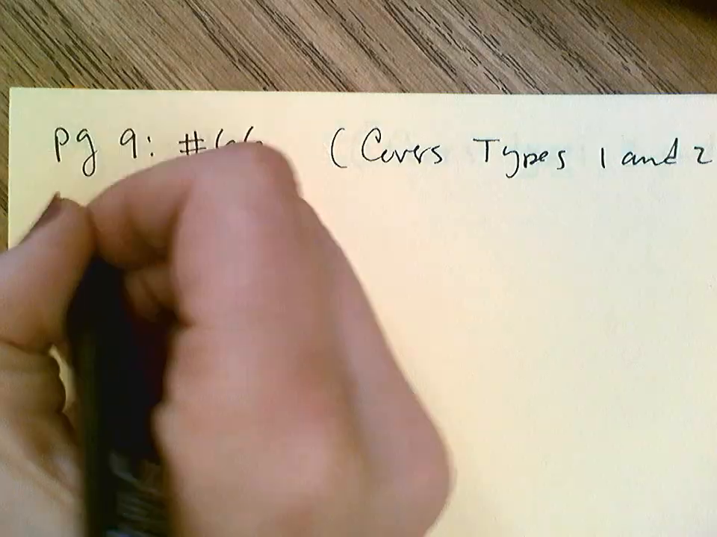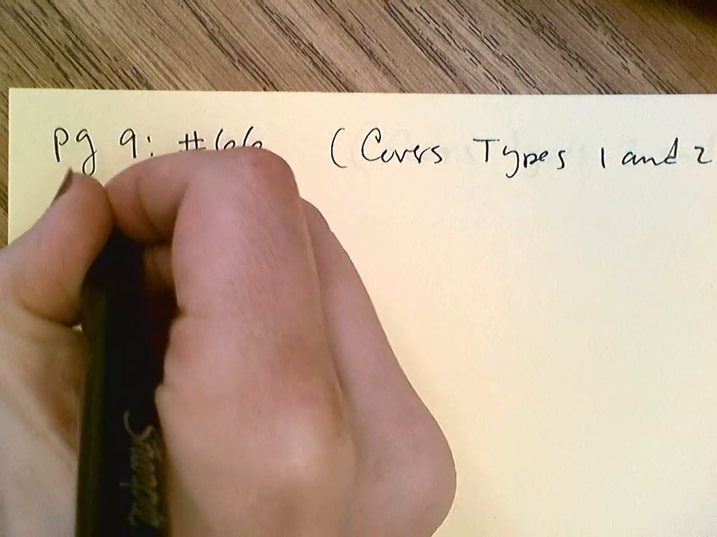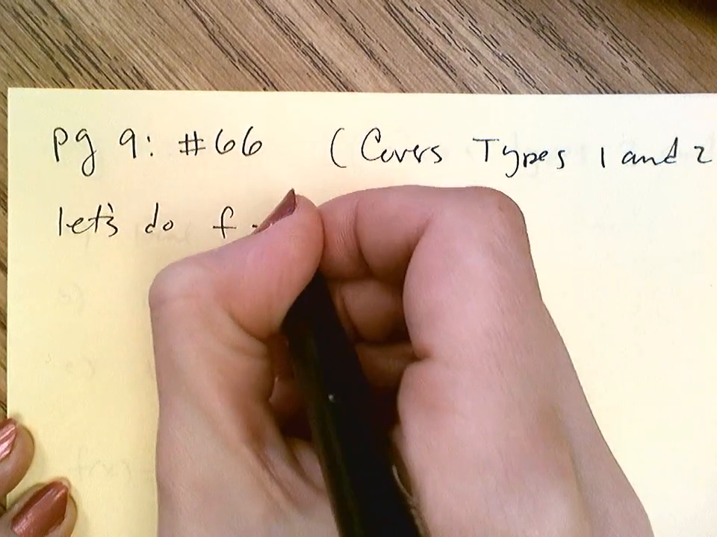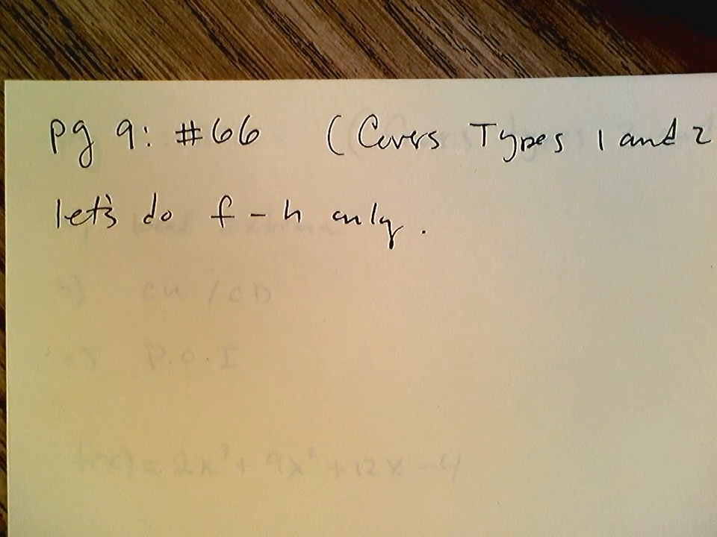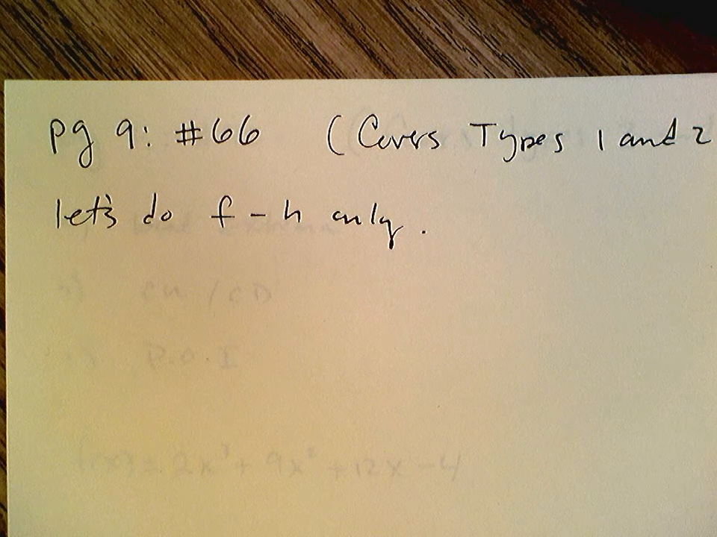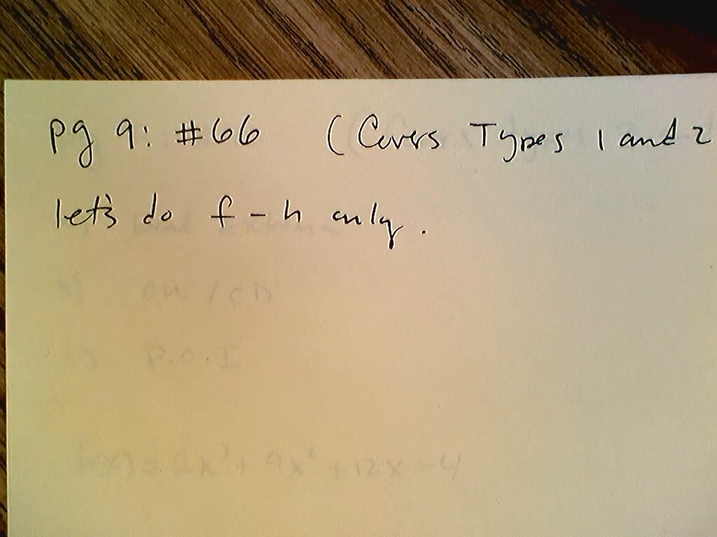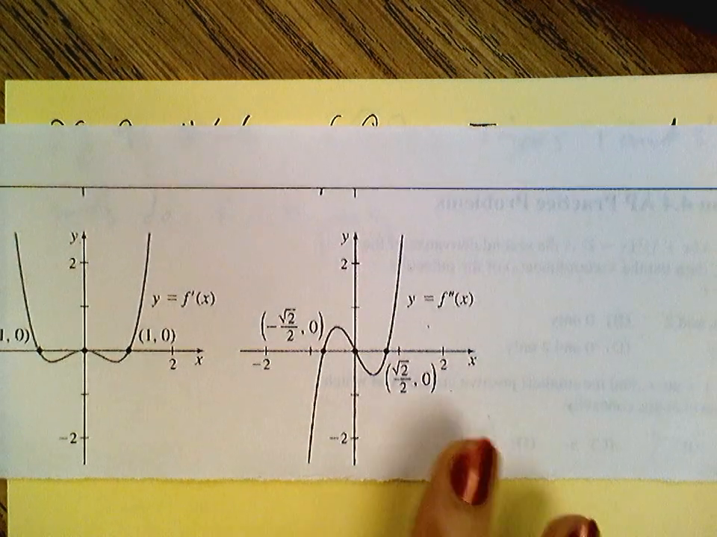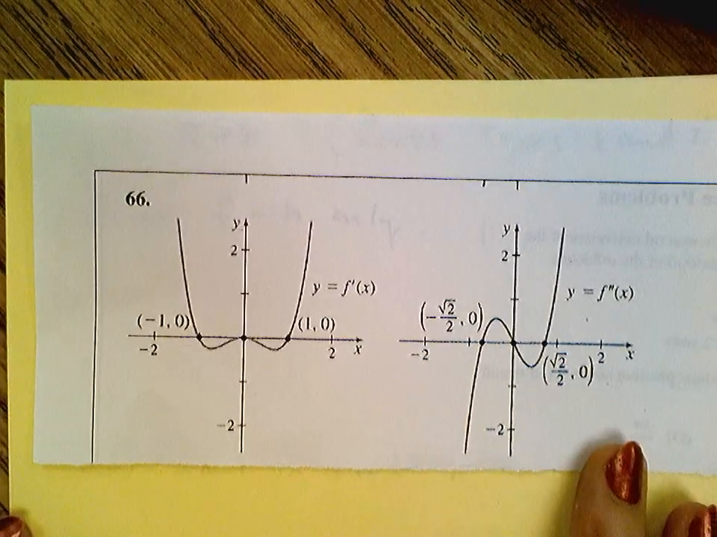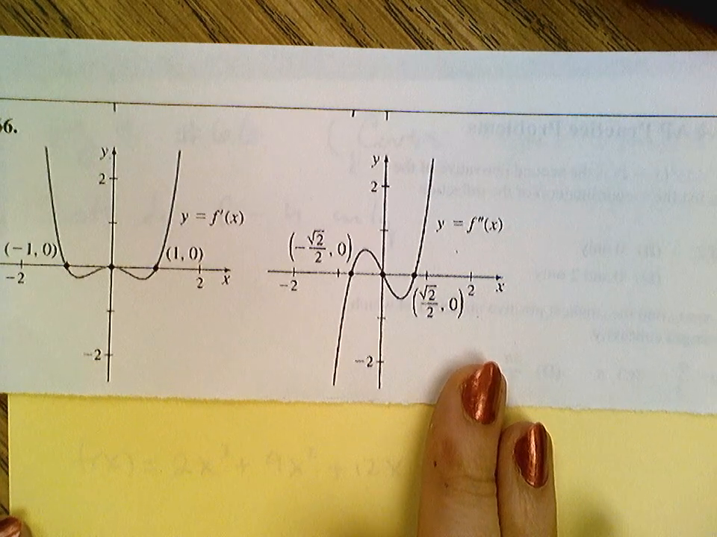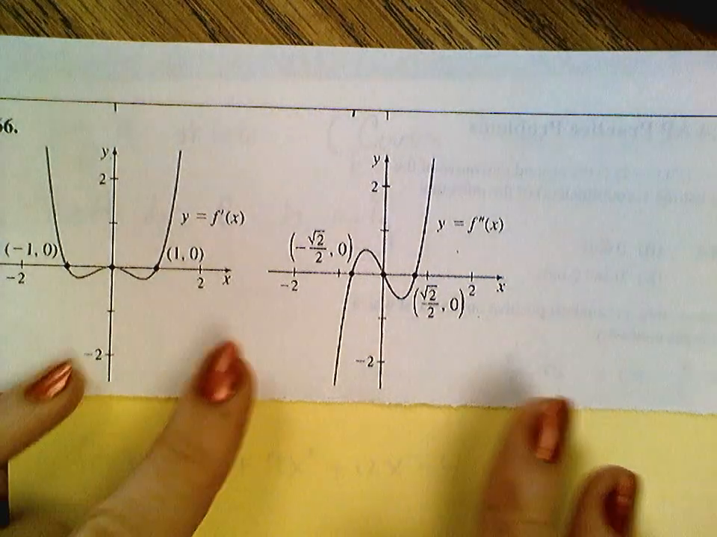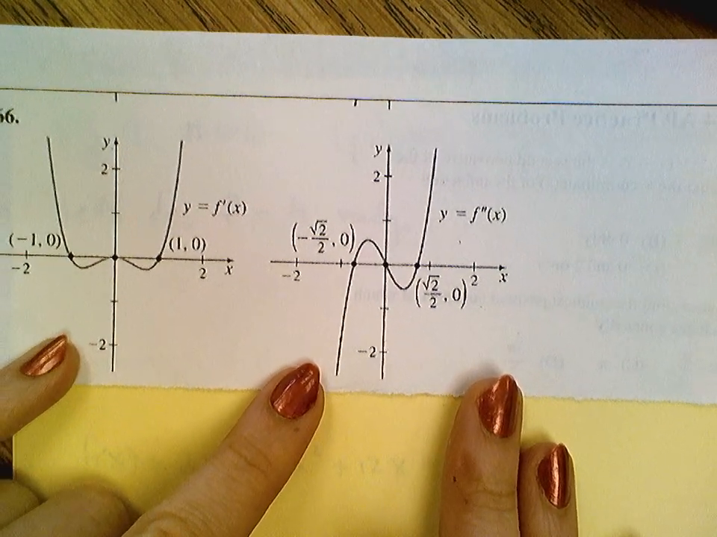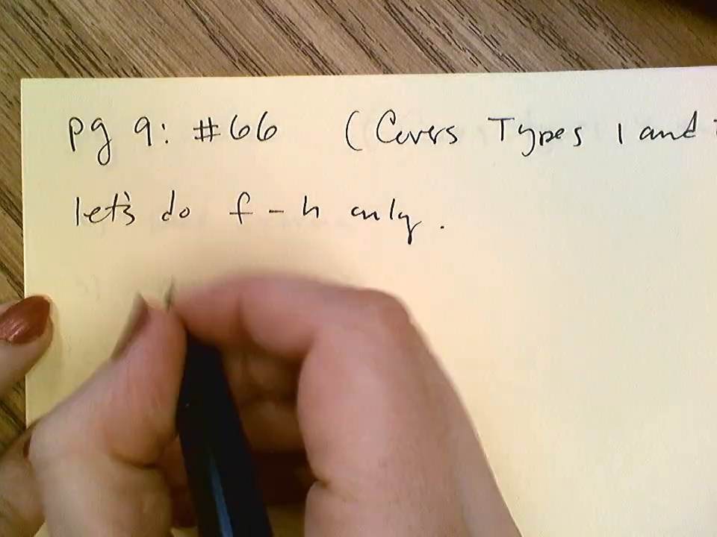All right, let's do F through H only here, because for A through E, I don't feel like we need more practice with those. But the reason I chose to do another example covering this problem type is because there were no points of inflection on the last one, so I just wanted to do an example where there were points of inflection. Okay, so F.